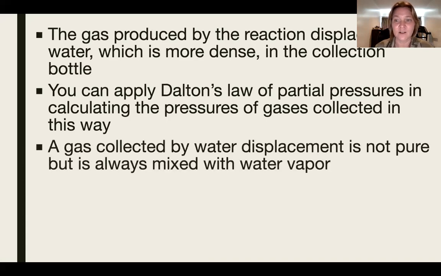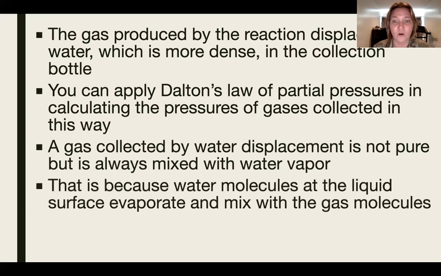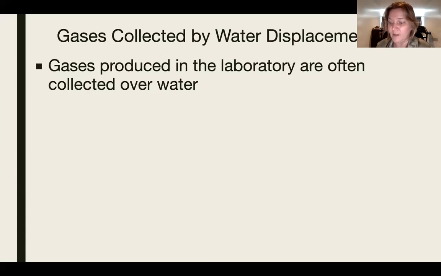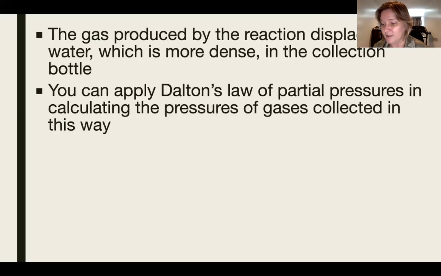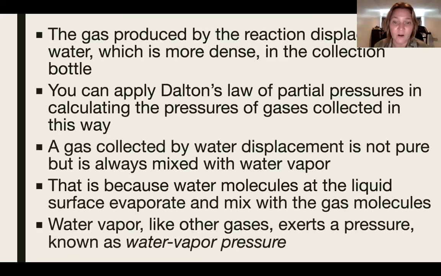A gas collected by water displacement is not pure because it's always mixed with water vapor. That is because water molecules at the liquid surface evaporate and mix with the gas molecules. I talked about this in the last chapter when I talked about equilibrium vapor pressure. So because you have water here, water molecules at the surface are going to evaporate and mix with the gas that's being collected. So you have to use Dalton's partial pressure to calculate the pressure of your gas that's being collected. Water vapor, like other gases, exerts a pressure known as water vapor pressure.